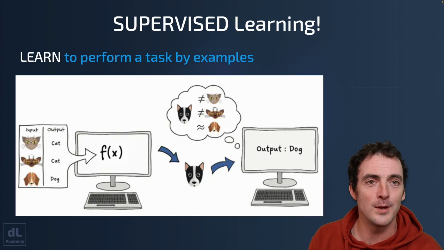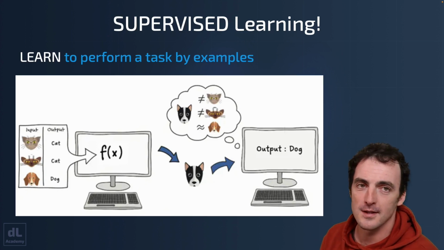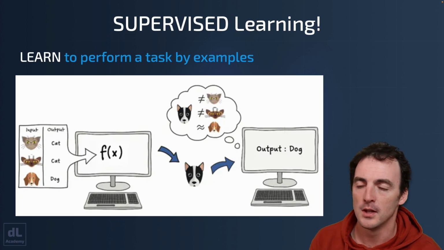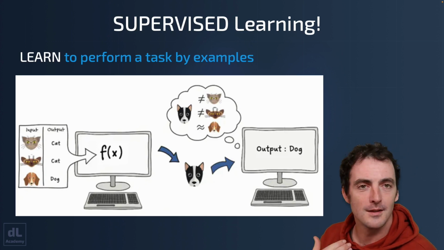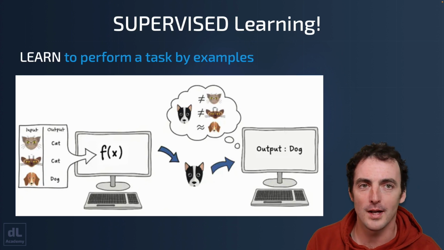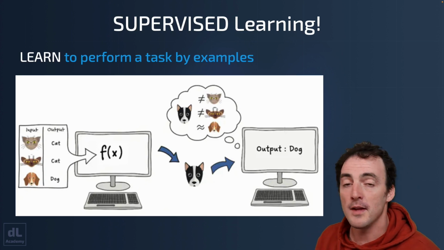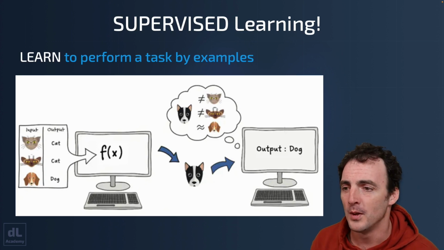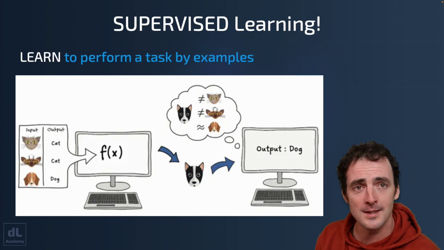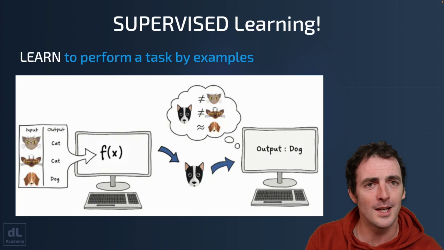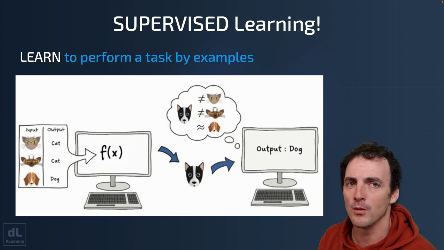In this algorithm we have labeled data. So we have lots of pictures of animals, and associated with those pictures, we have the right label: cat, cat, dog. Then the task of the machine learning algorithm is to be shown a picture of a dog or a cat that it hasn't seen before, and make sure that it classifies that animal in the right way.